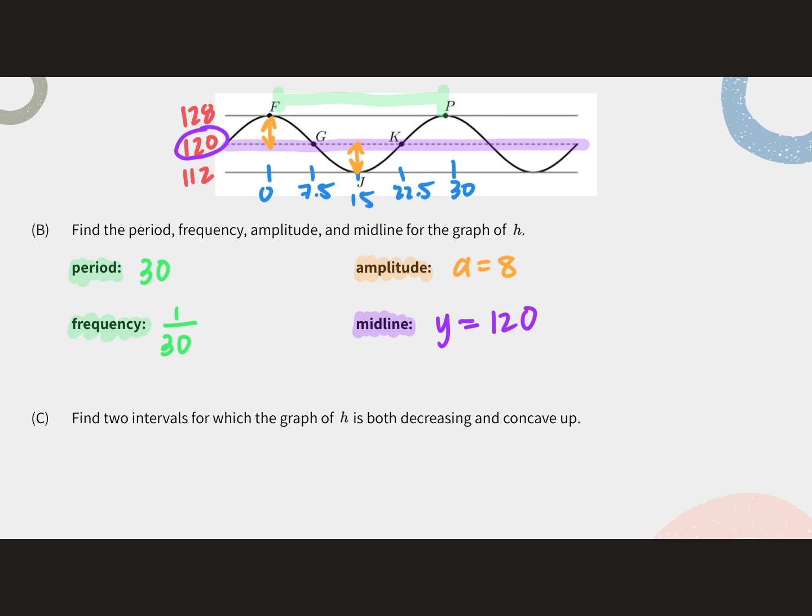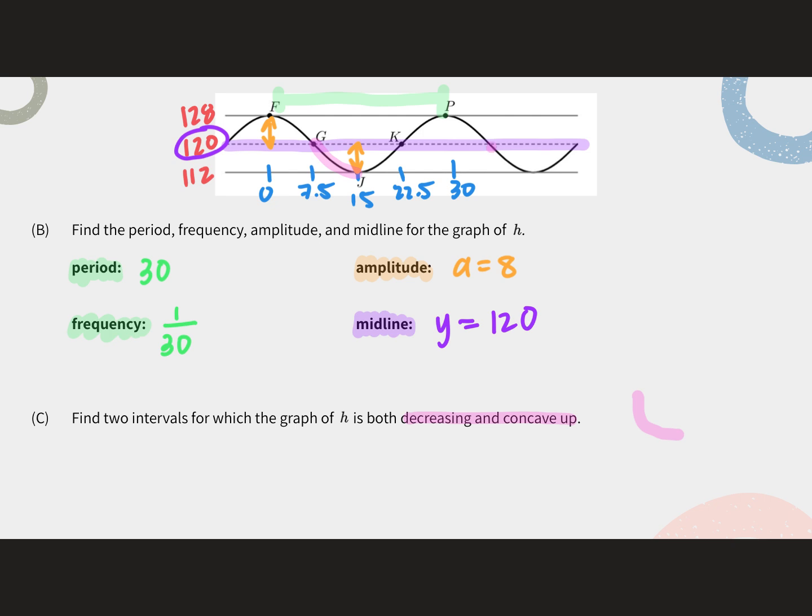Lastly, we have an analysis of some features. It says find two intervals for which the graph of h is both decreasing and concave up. So my y values need to be getting more negative, but the slopes need to be getting more positive. So decreasing and concave up is going to look like this shape. So I see one interval between J and G.